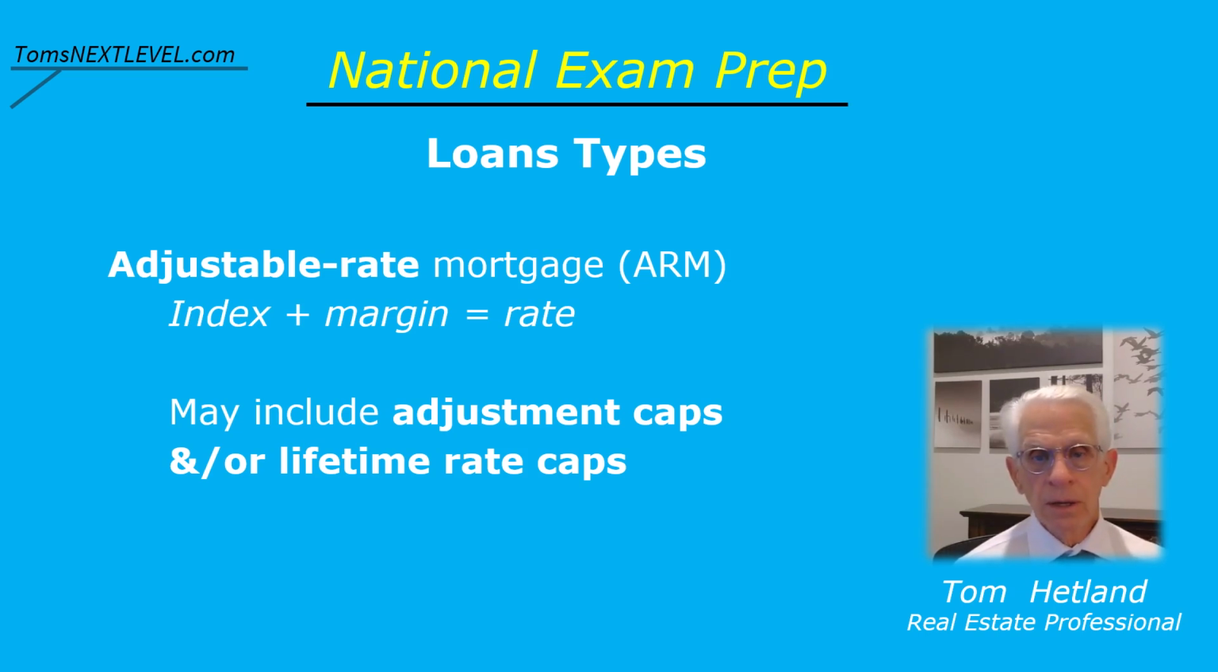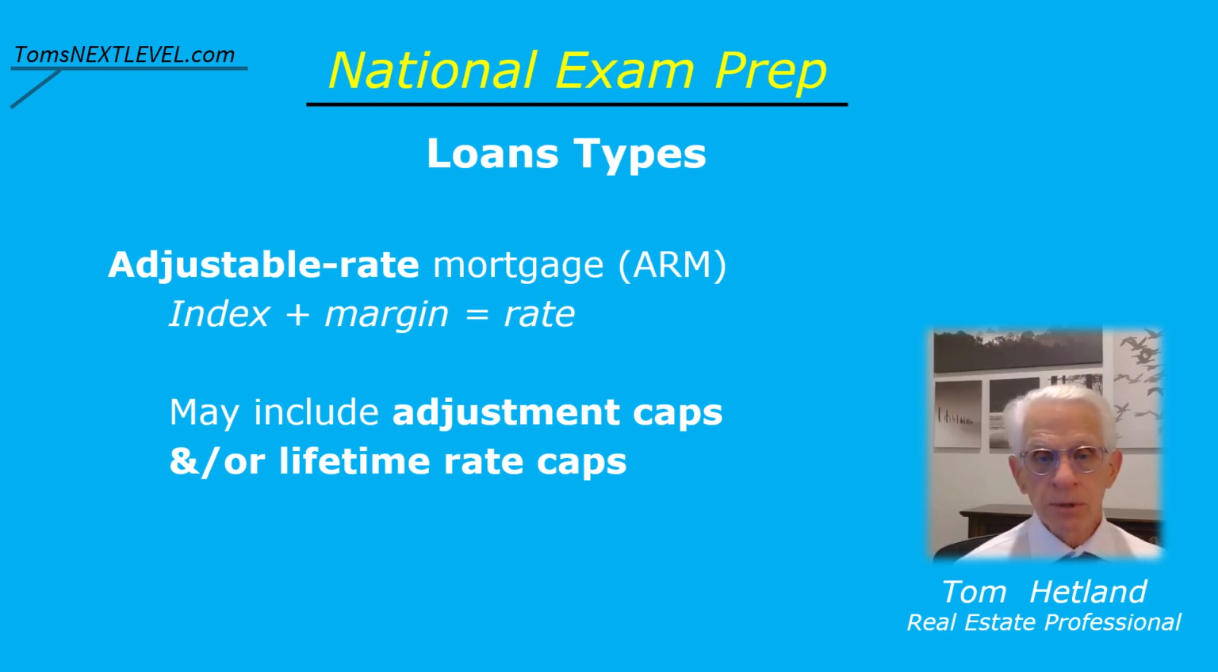But most adjustable rate mortgages will have adjustment caps. Whenever the loan adjusts, usually every 1 year, it can only adjust a certain amount. It's a way to control how much it can adjust. And over the lifetime, they will limit how much it could overall adjust. So in our example, if the index for a loan right now is 4 and the margin is 2, that means the rate would be 6%.